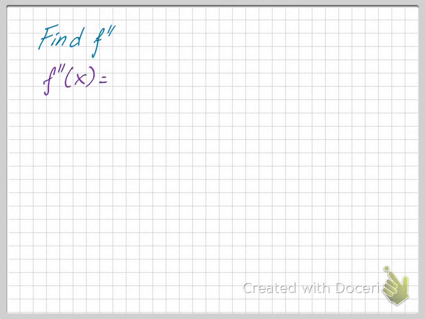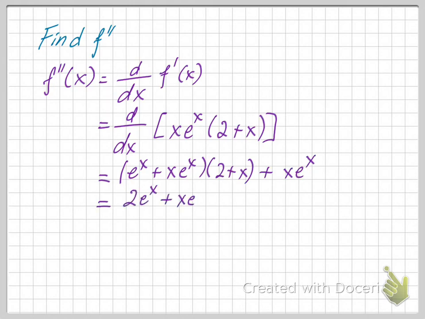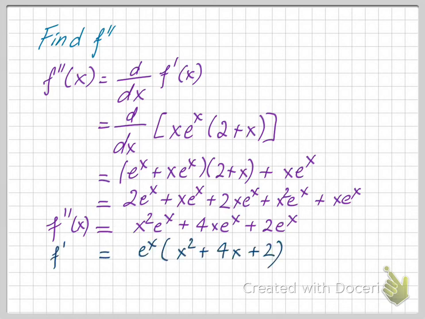So now we should find the second derivative to determine the local max and local min. The second derivative is just the derivative of the first derivative, and this is the first derivative. Then, again using the product rule, we can find the second derivative of this function, and from here you can factor e to the x out, and the leftover is this polynomial x squared plus 4x plus 2. So this is the second derivative of the function f of x.